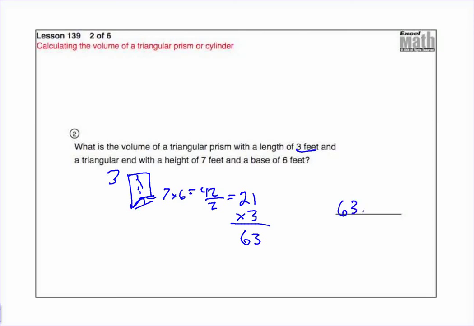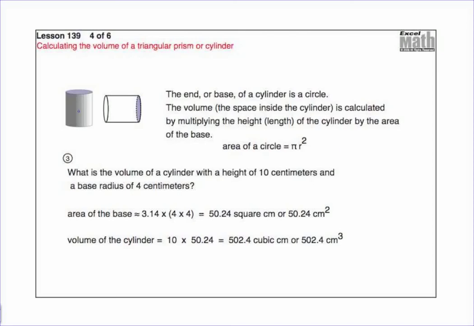Just some little multiplication and division that you're doing, nothing too hard, you just have to know the steps that you go through. All right, now what about a cylinder? A cylinder is the exact same idea. You're going to find the area of the circle and then multiply it by the total length or the total height of the cylinder. And remember, the area of a circle is pi r squared.